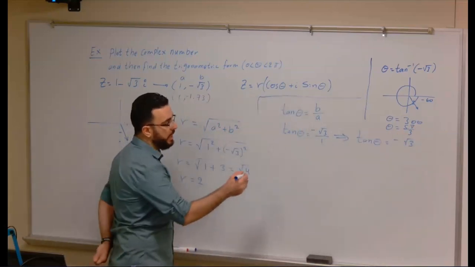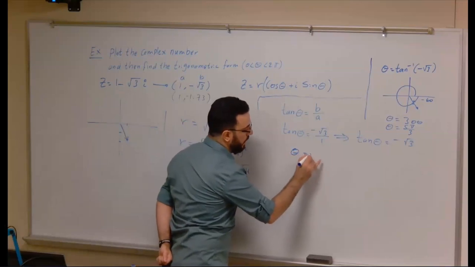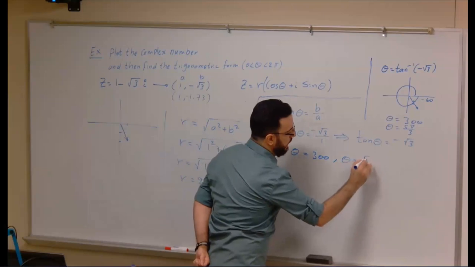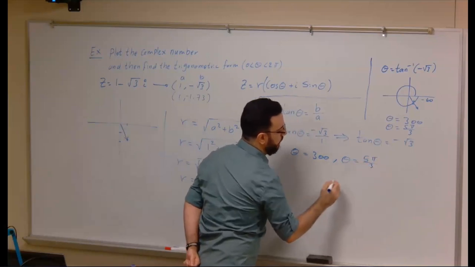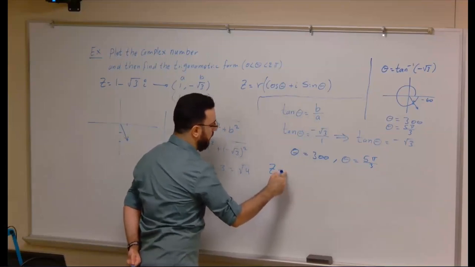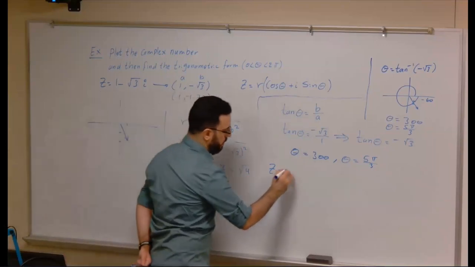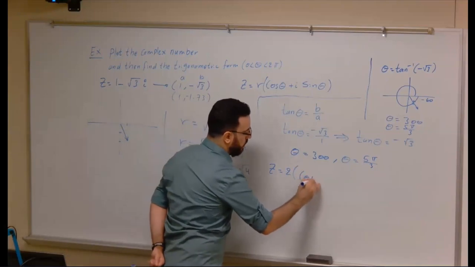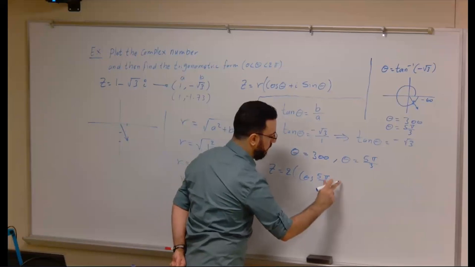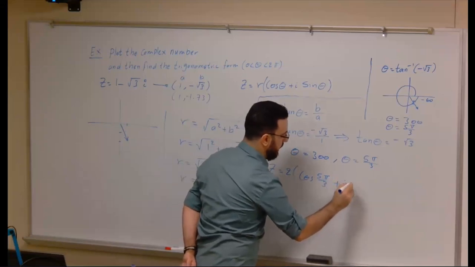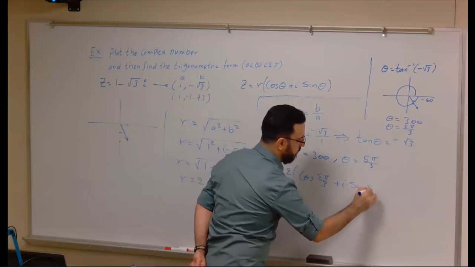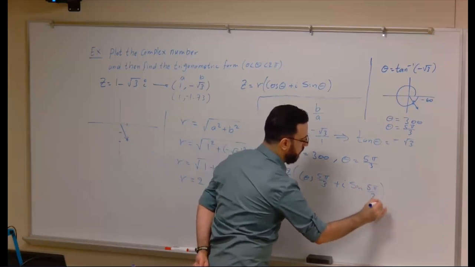That means our theta, you can say it's 300, or you can type it as 5 pi over 3. So our complex number Z is going to be R, which is 2, cosine 5 pi over 3 plus I sine 5 pi over 3. That's it.